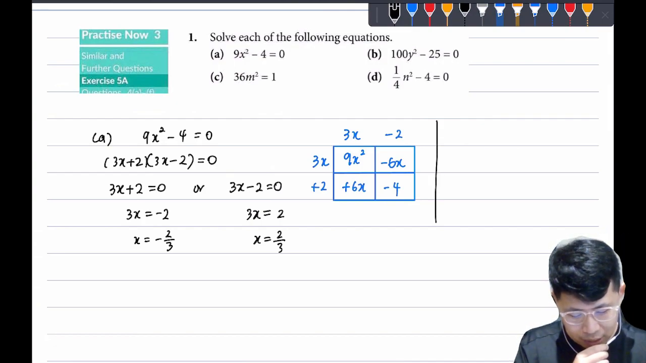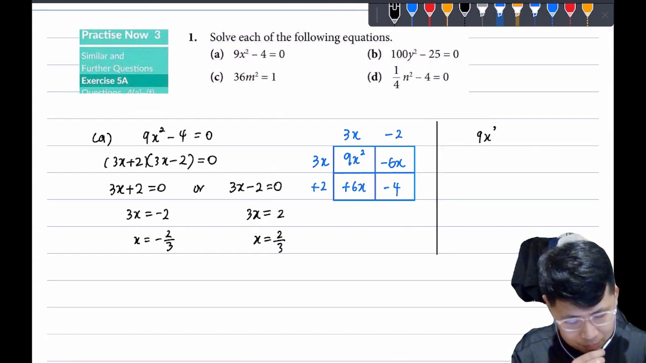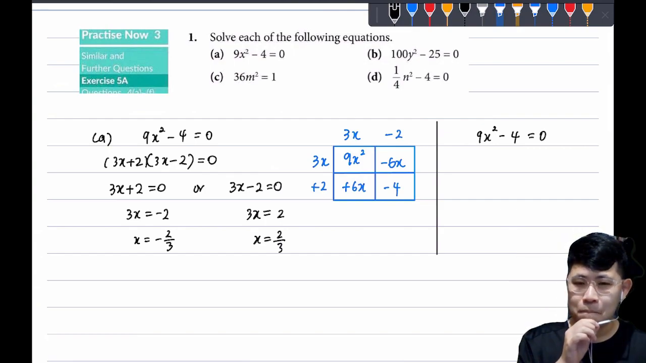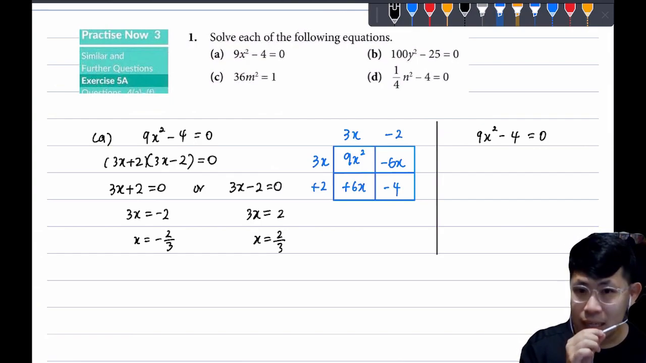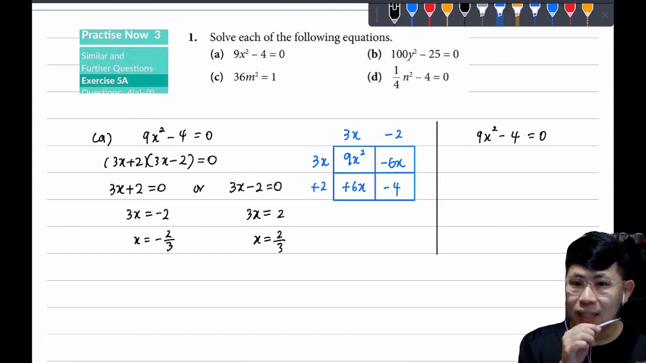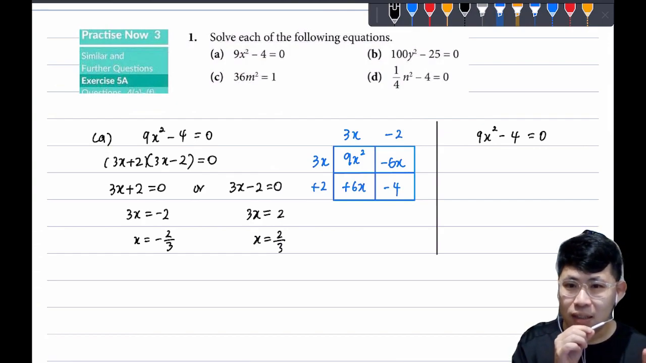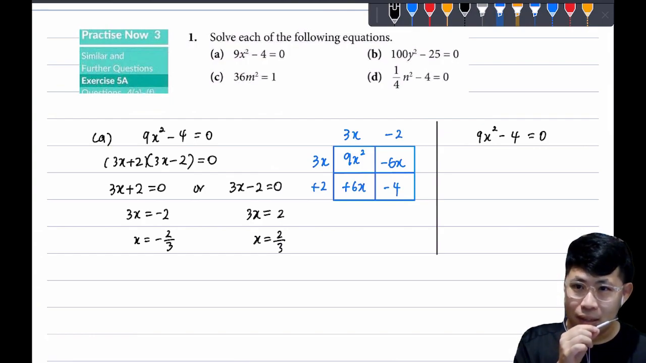Now, let me show you an alternative over here. Because we have only one x over here, technically speaking, we can solve it like how we solve a linear equation for this kind of quadratic equation, specifically for this kind only, where we have only one single x squared term, 9x squared. So what we can do is we can solve it like a linear equation.